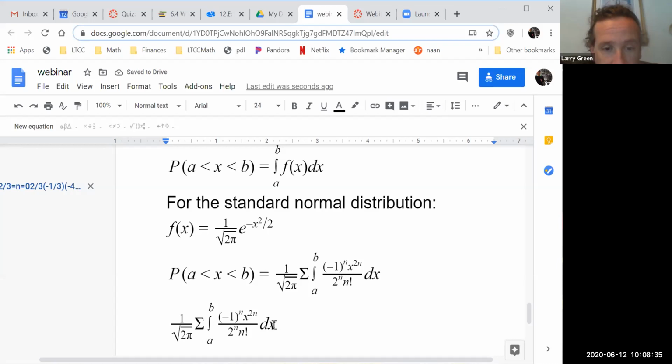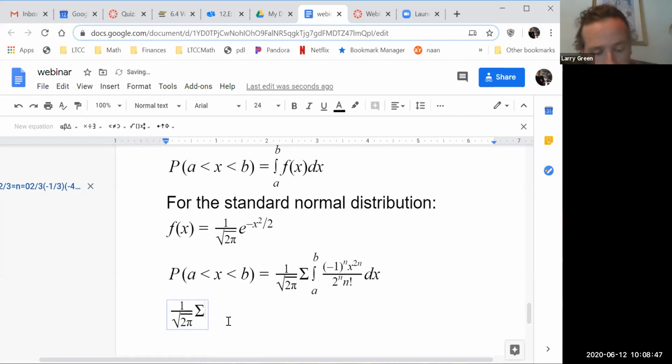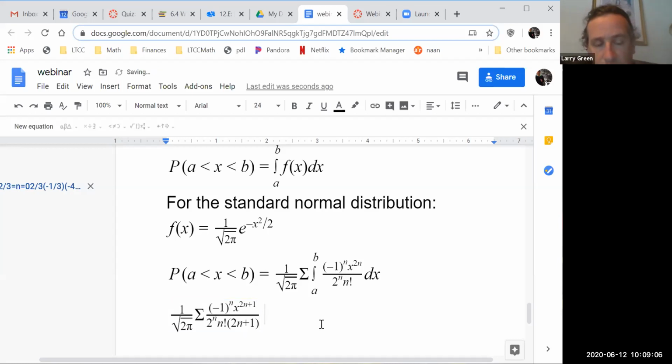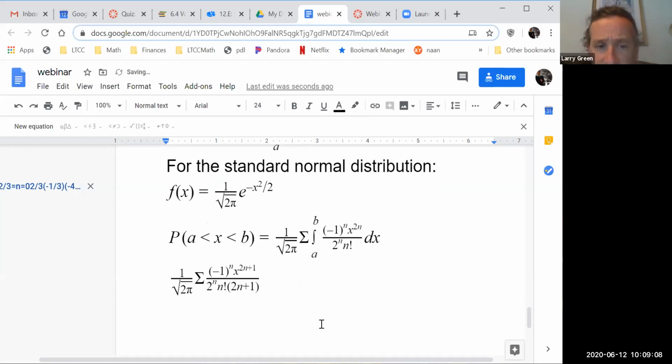So what you do, and I just redid this, I'm going to get rid of the integral. If it lets me, I don't know if it'll let me. There we go. So we still have negative 1 to the n over 2 to the n n factorial. But now when you integrate x to the 2n, you're going to have a 2n plus 1 in the denominator, and you're going to have an x to the 2n plus 1. Any questions on this?